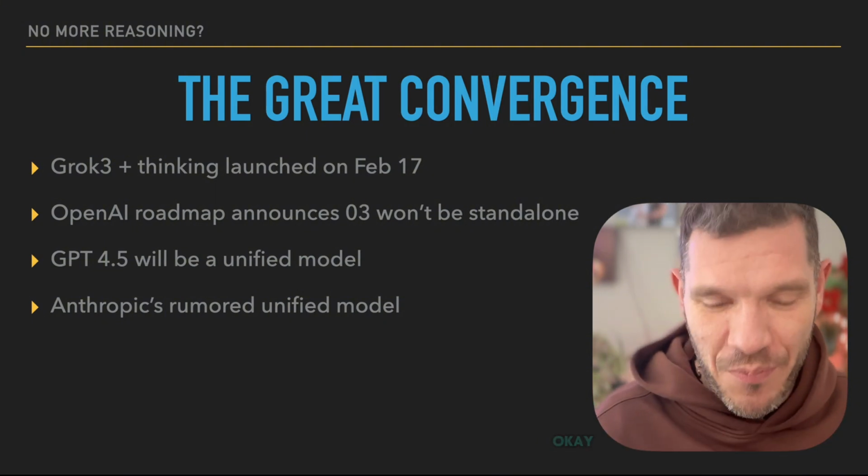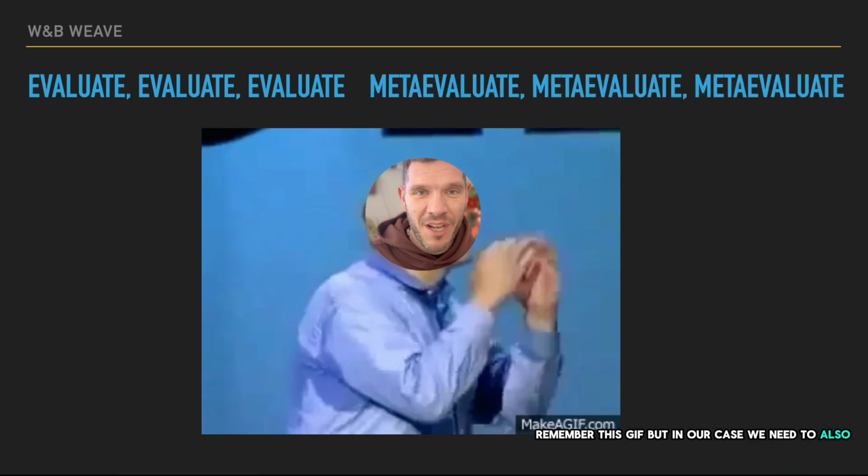Okay, the one thing I will leave you here is how do we build reliable agents and RAG solutions when everything moves this fast? Well, we do evaluate. Remember this GIF? But in our case, we need to also meta-evaluate.